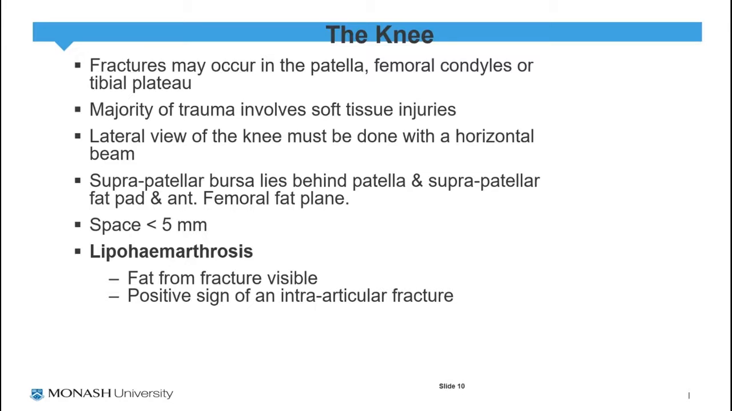In the knee, fractures may occur in the patella, the femoral condyles, or the tibial plateau, and the soft tissues are quite often involved with trauma. If the patient is referred for a knee X-ray and the indication is trauma, then the lateral view must be done with a horizontal beam so that the presence of a lipohemarthrosis can be identified. And I will discuss this at the next slide.